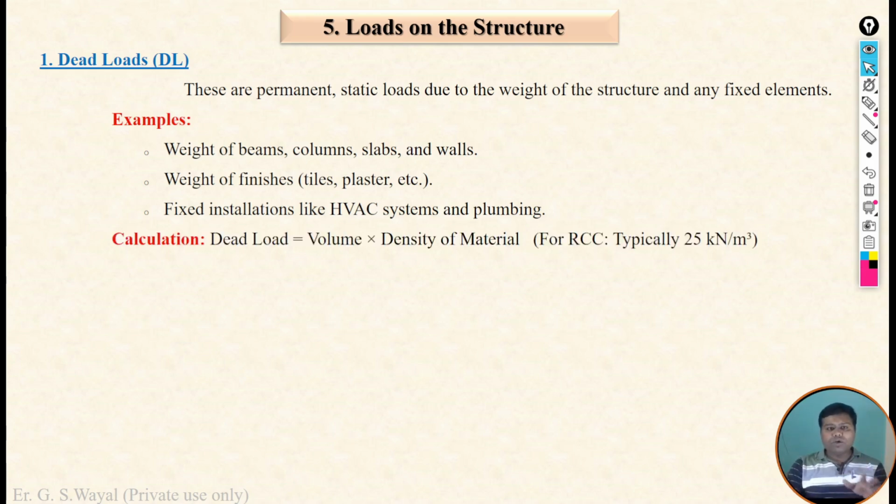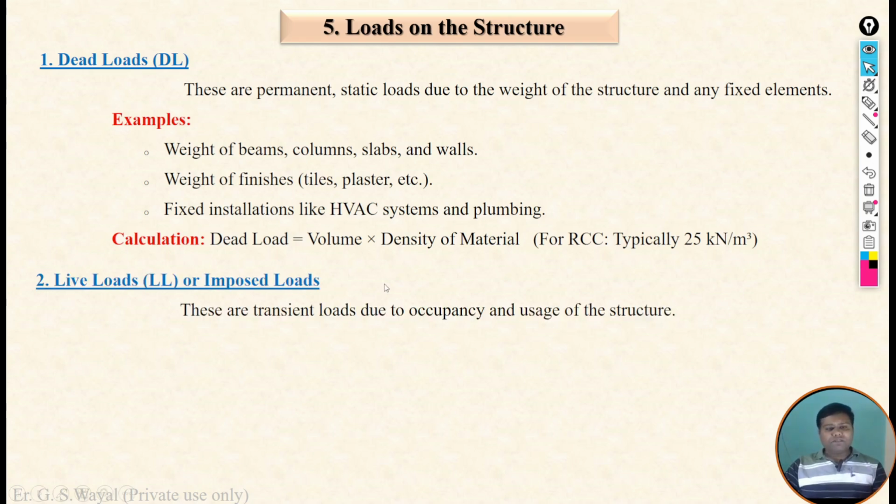dead load. If you want to calculate the dead load, we are talking about the self weight of the member. So we can use dead load equals volume into density of material. For RCC we generally use 25 kilonewton per meter cube density. For calculation of load, we can use this formula, volume into density of material. Suppose we are using wood, then we have to use the density of wood to calculate the self weight or the dead load. So this is the common formula that you can use to calculate the dead load.